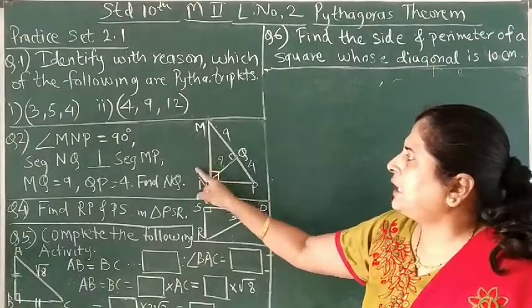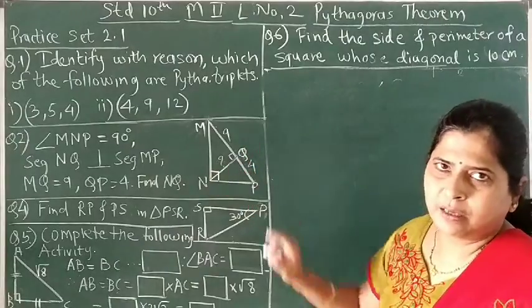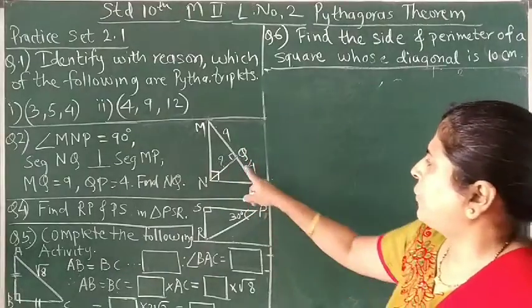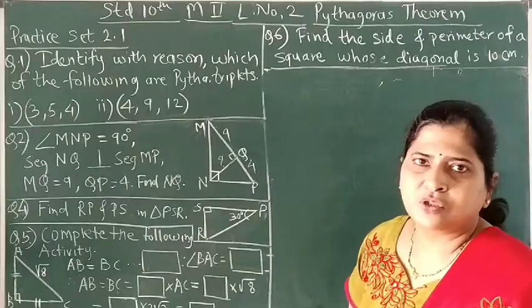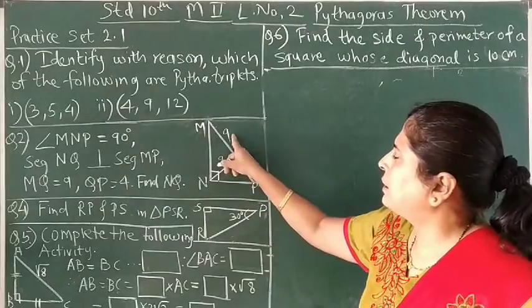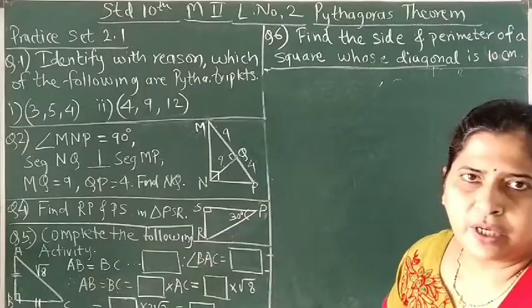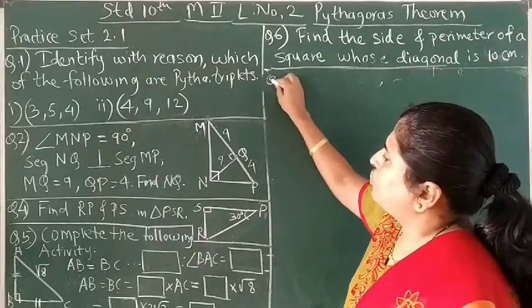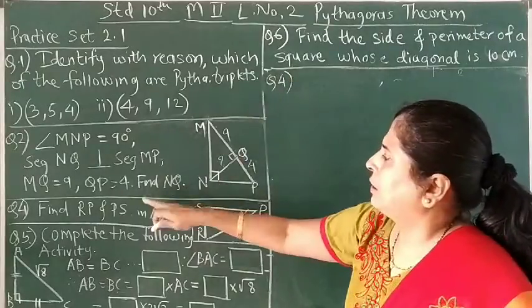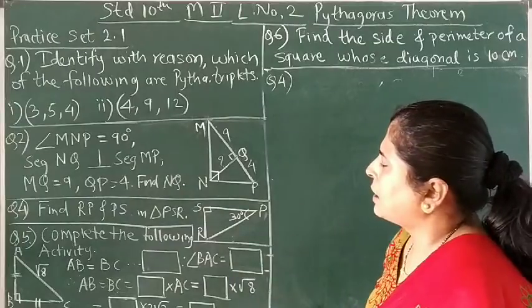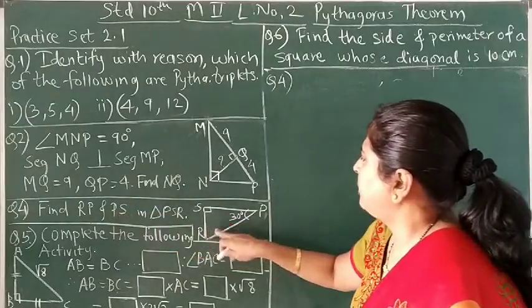Now question number 3 is similar, the same concept, geometric mean. As you have understood this one, you can solve that one also. This value and this value are given, and you have to find this value. Surely you can do that. Okay, now let's go for question number 4, where you have to find RP and PS in triangle PSR.